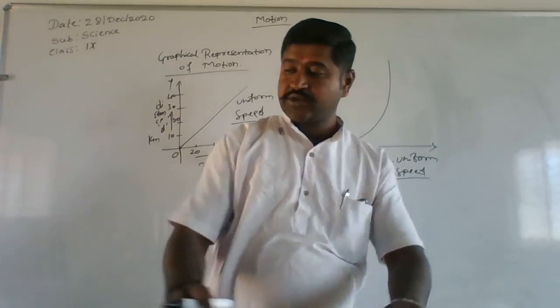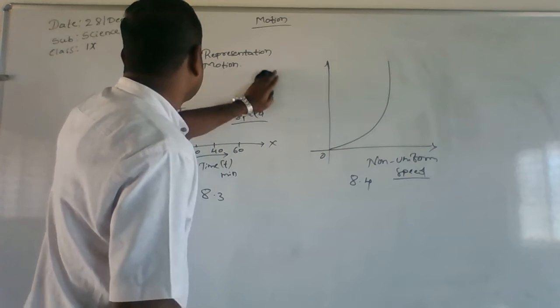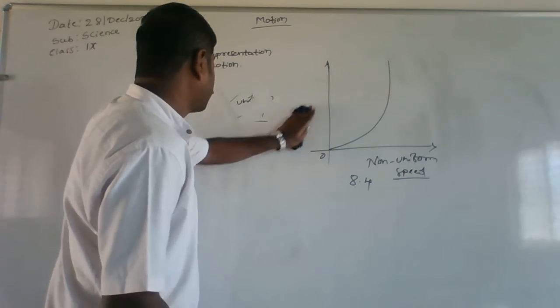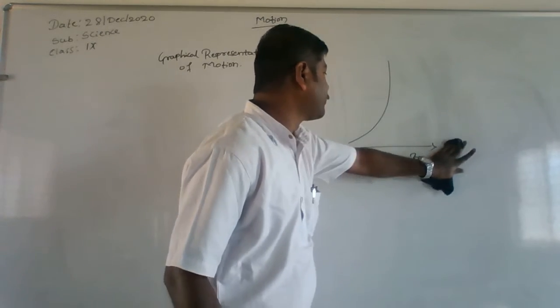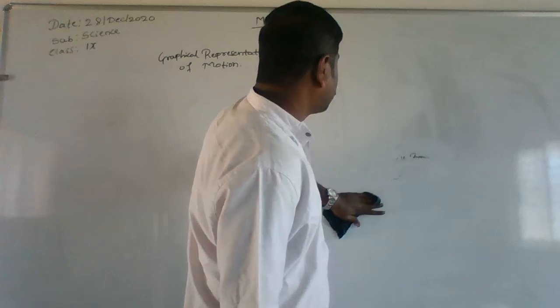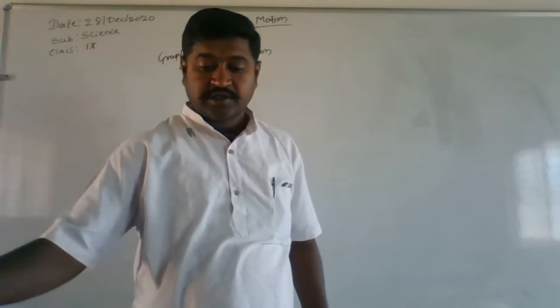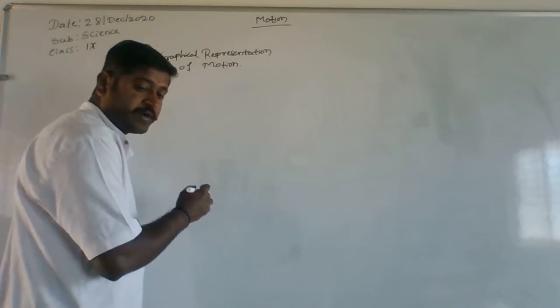Then next, we will see about the velocity time graph. Distance time graph, velocity time graph, both will be similar. The only point is that the velocity time graph will have some direction. For example, diagram 8.5.